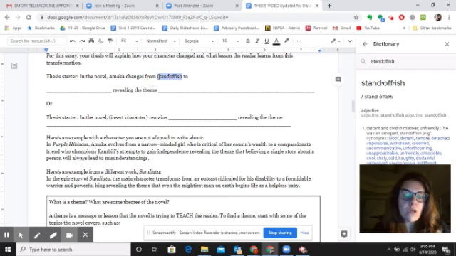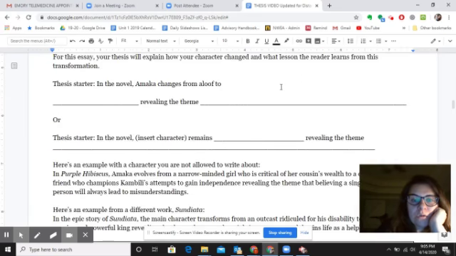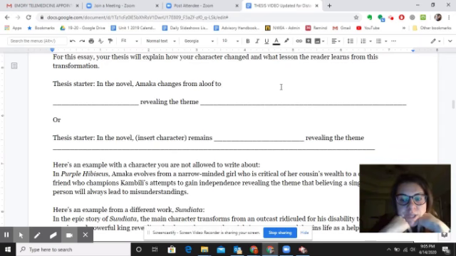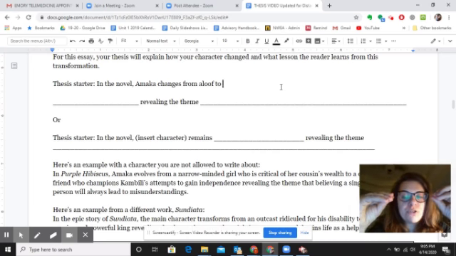All right. Amaka changes from aloof to, and so now I'm going to think about at the end of the novel, what is Amaka like? Well, she has finally realized that Kambili is not the snobby, rich person, just kind of strange. She's realized that Kambili has an internal struggle, has lots of things going on. So a good word for someone who has put themselves in someone else's shoes, and has started to understand someone, could be empathetic.